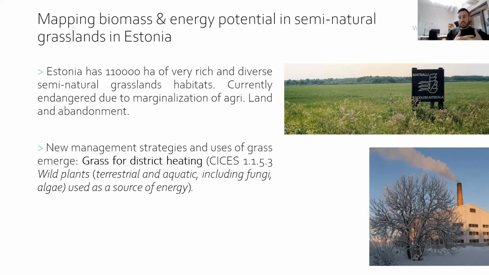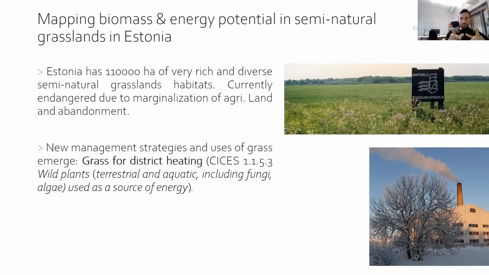The problem is that currently we see a process of marginalization of this agricultural land. This means a process of abandonment. So we face the challenge of how to preserve these grasslands. And one new management idea, which came out a few years ago, was to use the grass to enforce the cutting of these grasslands, which is the management, and use the grass as a source of district heating in those areas of Estonia that are a bit more energy poor, let's say.